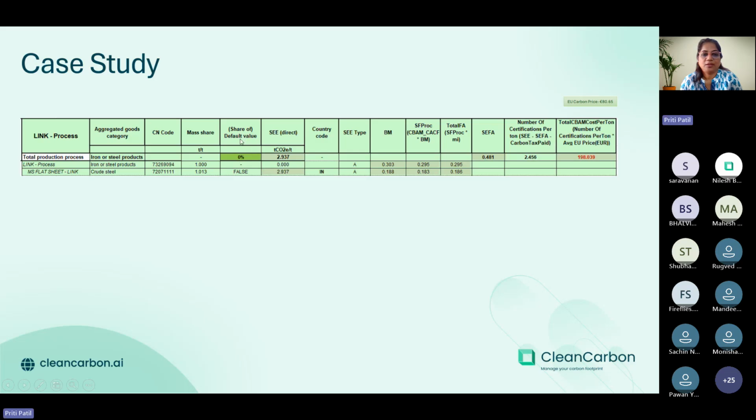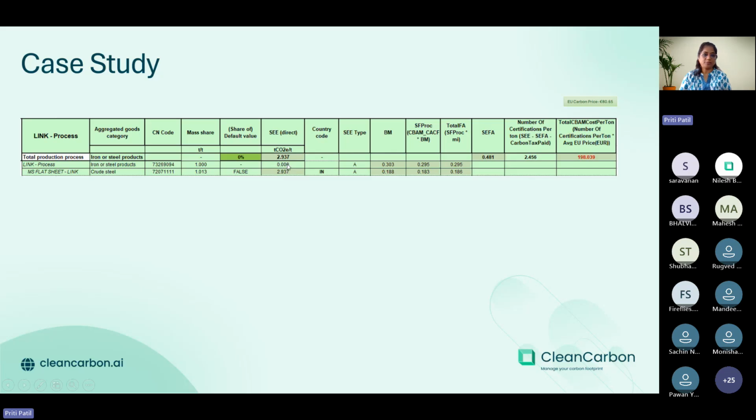Here you can see share of default values is false. It's 100% actual values. So both the SE values are actual values. Means precursors values are also coming from actual verified CBAM report. So they have received it from their suppliers. It is 2.937. It's not actually 2.937. It is whatever value was there multiplied by 1.013. So based upon that, precursors embedded emissions is 2.937.